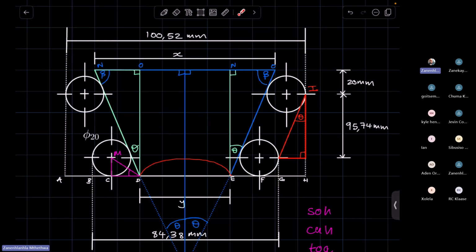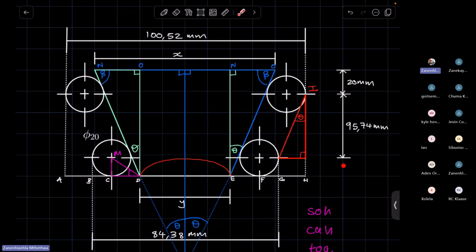As we know by now, on a triangle, if you have one unknown, to determine that unknown you need two knowns. We know this angle, the angle theta, and we are looking for this side. We also know this side. This side OD is equal to, we are given that from here to there is 20 plus 95.74.